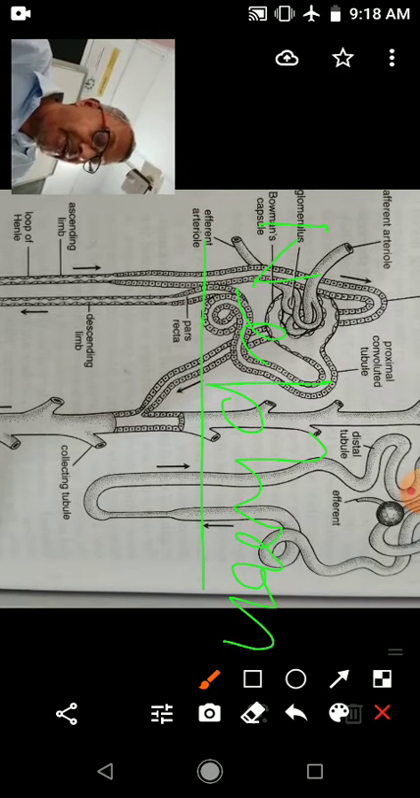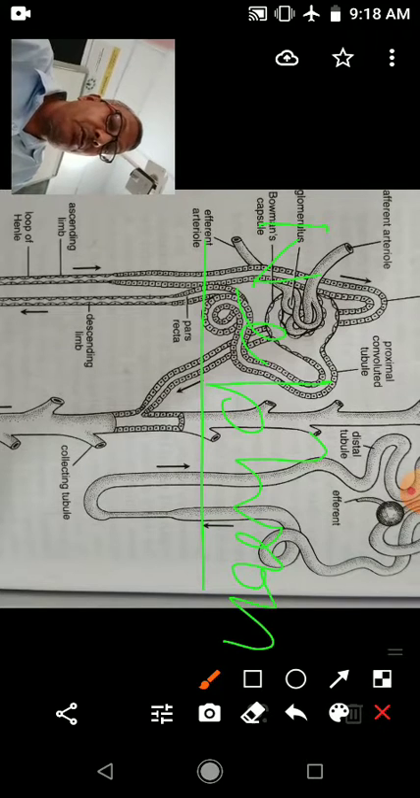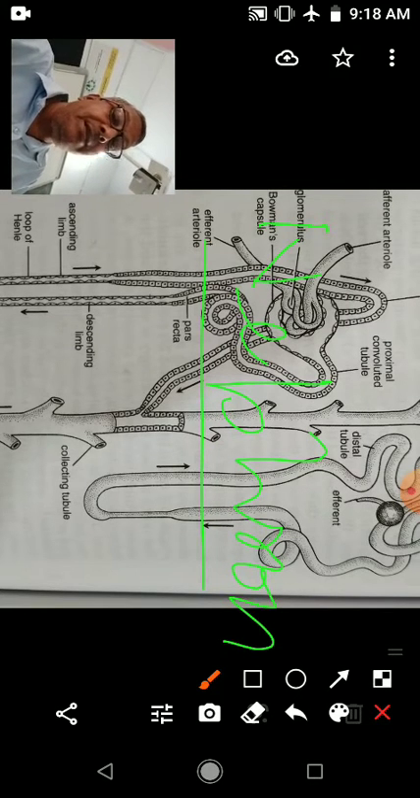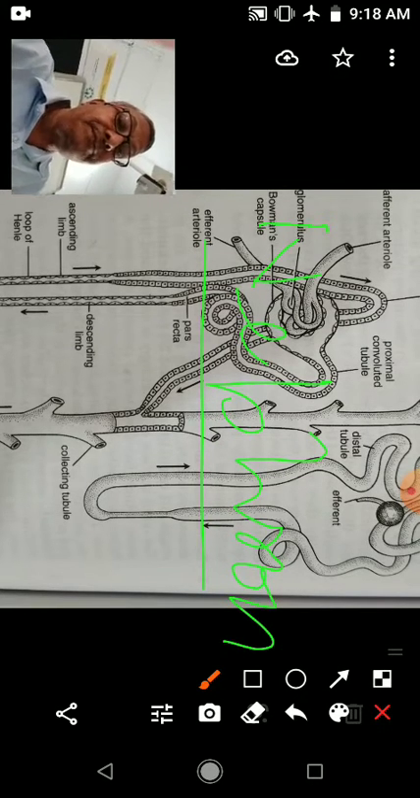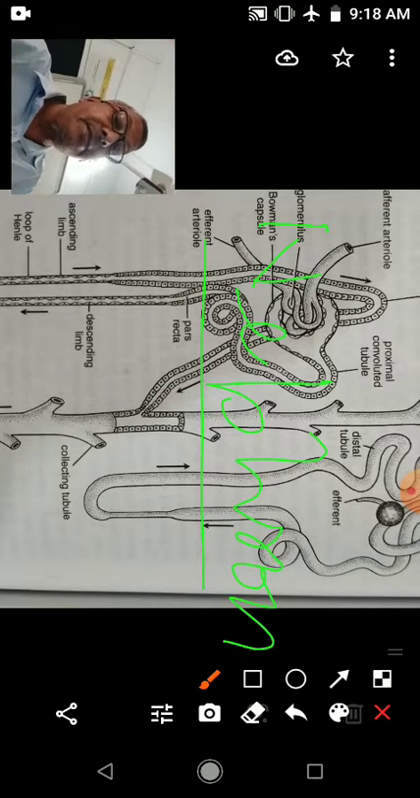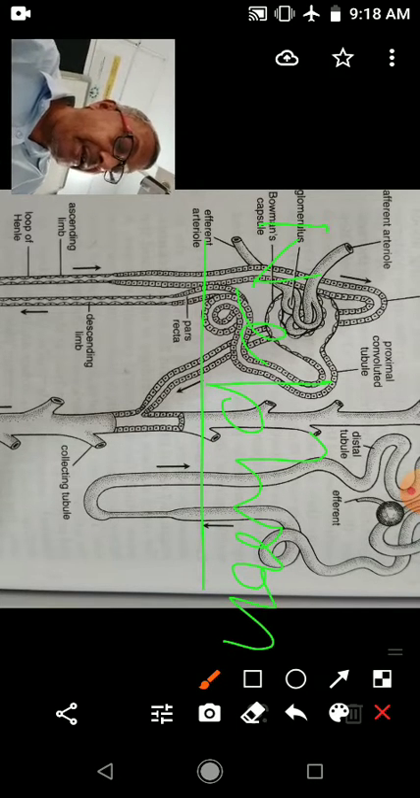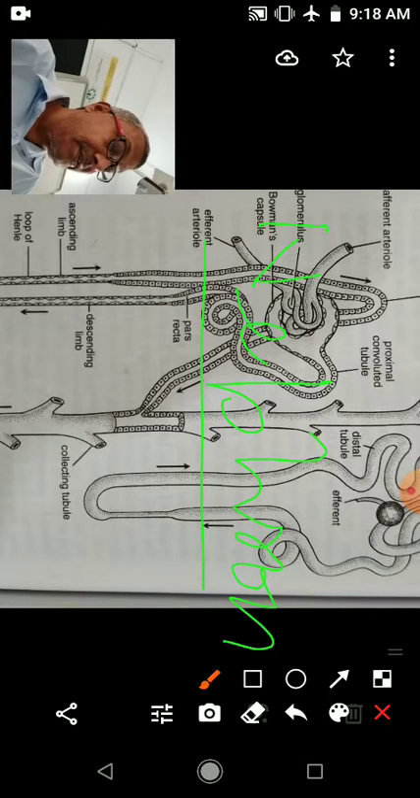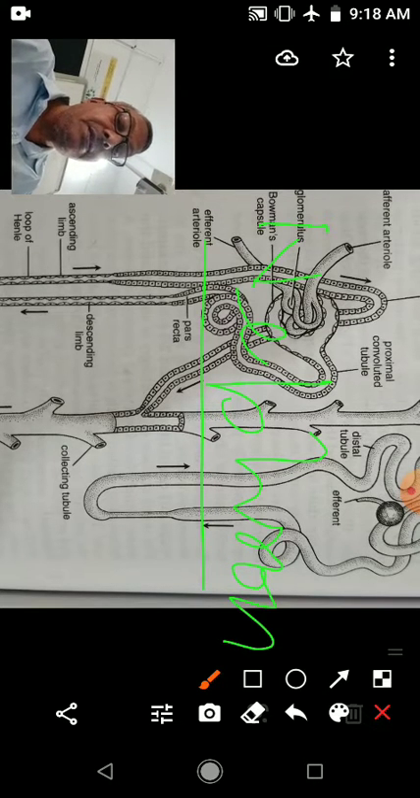In human kidney, about 1.2 million nephrons are present, and these nephrons are held together by scanty connective tissue. There are blood vessels, lymphatics and nerves, and these lie in the connective tissue.